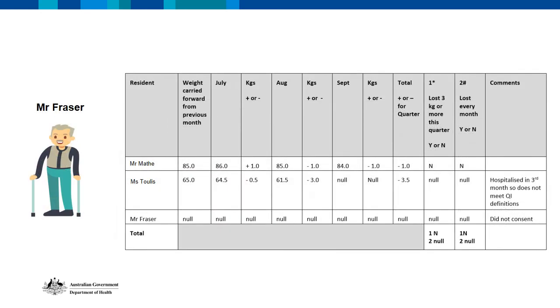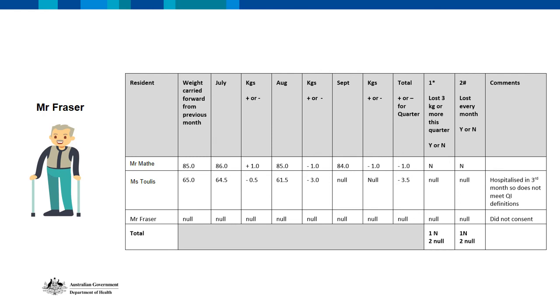When asked to consent to have his weight assessed, Mr. Fraser adamantly refuses and will not give his consent to be weighed on each occasion. You include Mr. Fraser for completeness of your records and record null values for each weight and QI measure. You record in the comments that he did not provide consent.